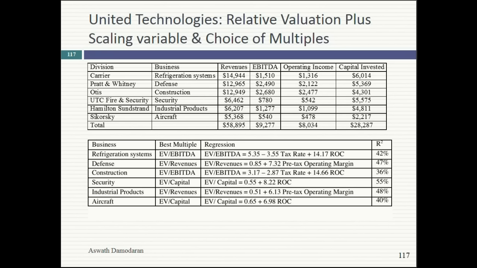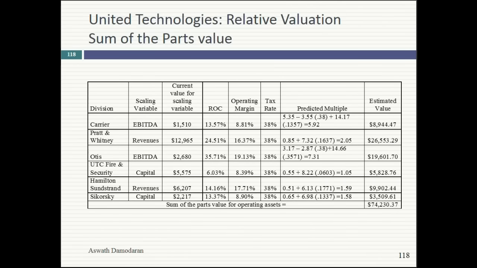So for each sector then, rather than just apply the median value, I'm going to use these regressions, plug the numbers in for United Technologies, and the pricing that I get for United Technologies, and this is still a pricing, but it's a slightly more controlled pricing, is $74 billion. Just to give you a contrast, the value that I got with the median numbers was $66 billion. The value that I'm getting with the regressions is about $74 billion.